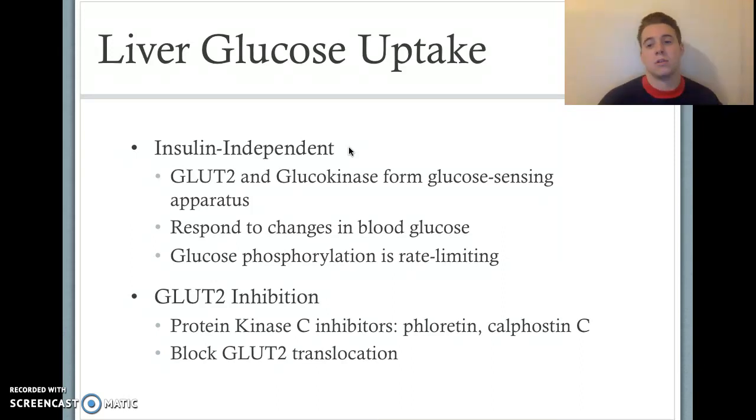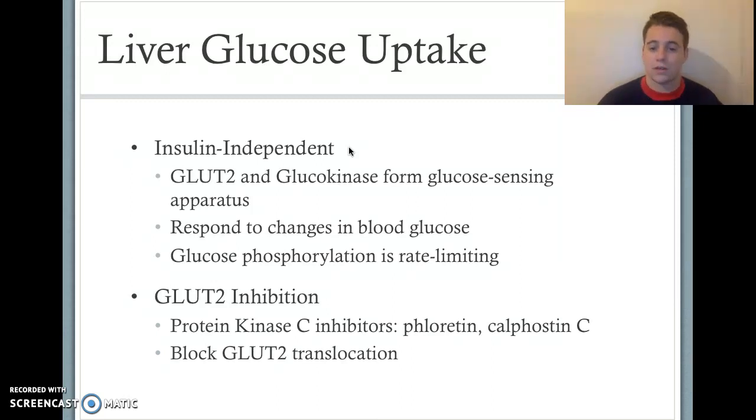which, similarly to hexokinase 2, is coupled with glucokinase. And what this does is this has an apparatus that is very sensitive to glucose, and it can detect minor and subtle changes in blood glucose, which is important for signaling the release of insulin.